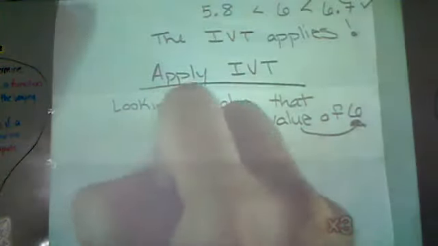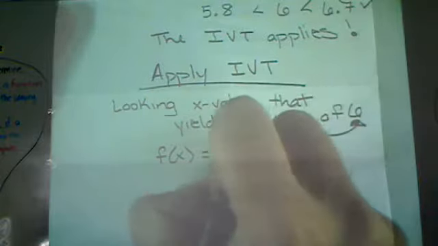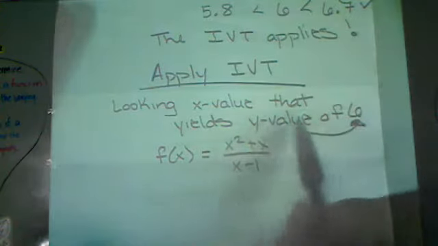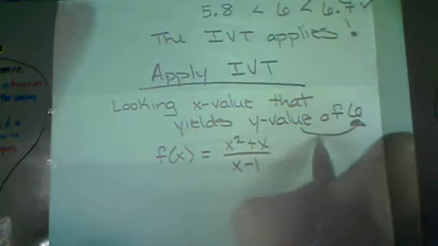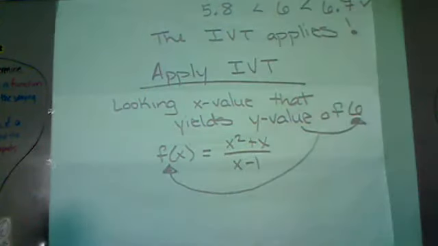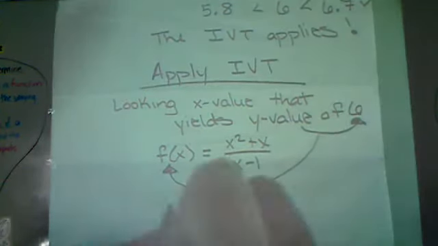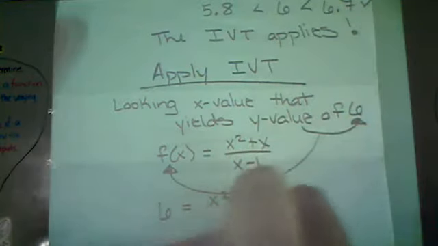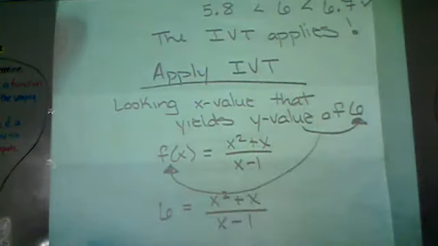When you look at the given function, where can I plug the 6 in? It's the y value, so I'm going to plug it in to the y value portion of the function. So 6 equals x squared plus x over x minus 1.